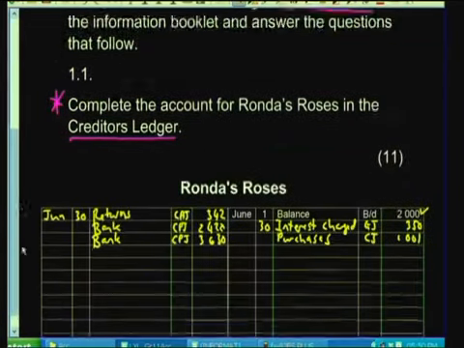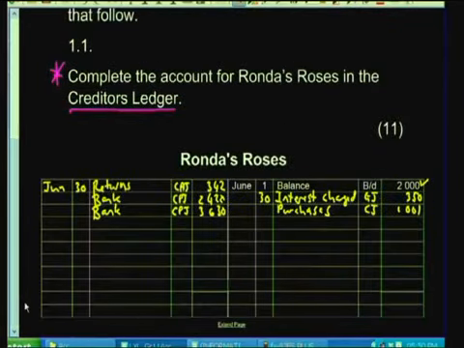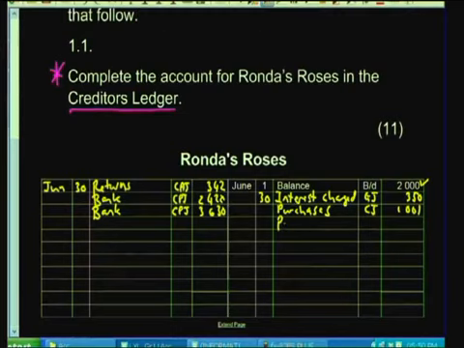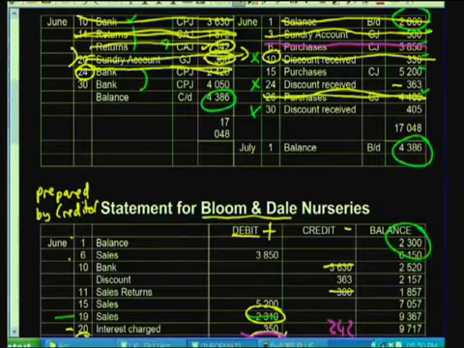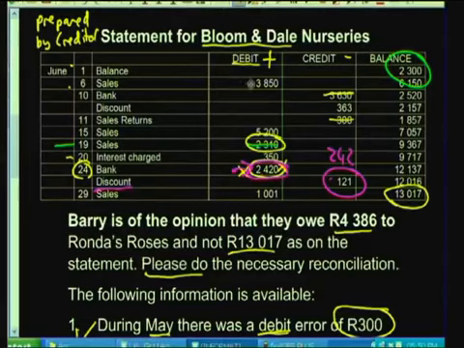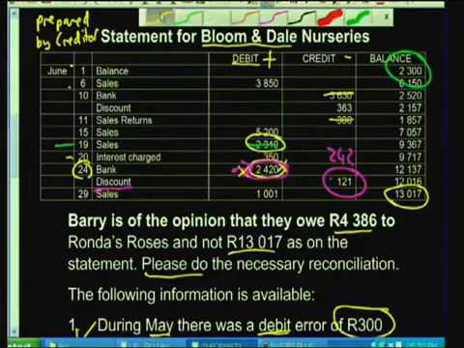Going back to my creditors account here. So because that was a purchase in the CJ, we're recording 3,850 Rand over there. Just check that that was the right amount in the information booklet, 3,850. It's that pink one that I've just crossed out. And let's check to see that Bloomingdale Nurseries has recorded it. There it is. It's the sale for 3,850.